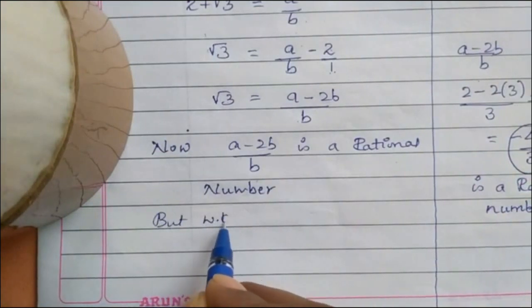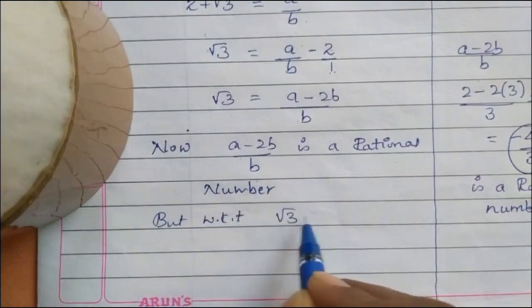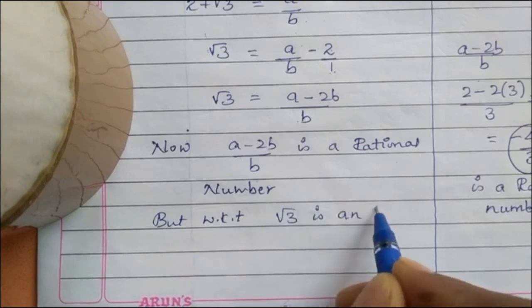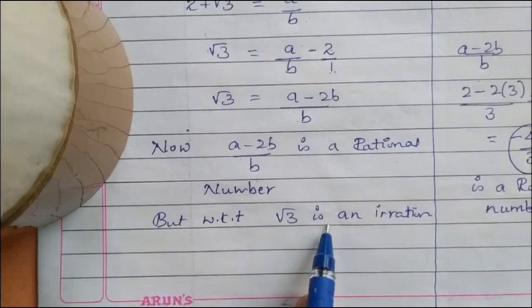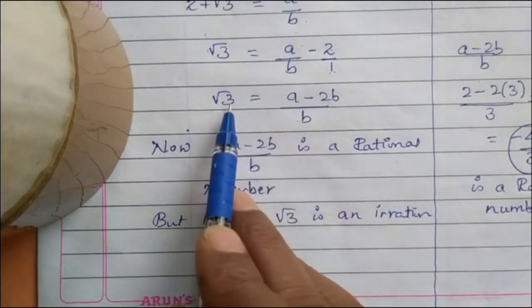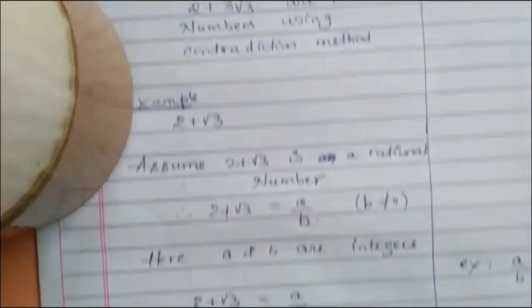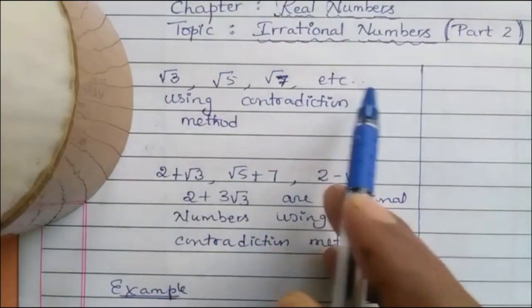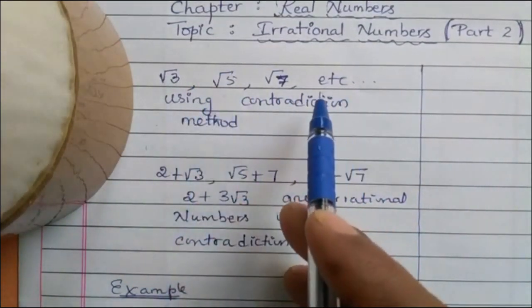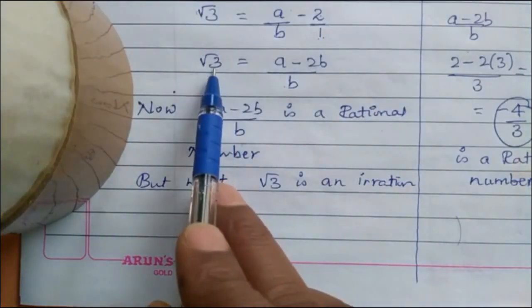But we know that root 3 is an irrational number. We proved that in my last class, where I explained that root 3, root 5, root 7, etc. are irrational numbers.